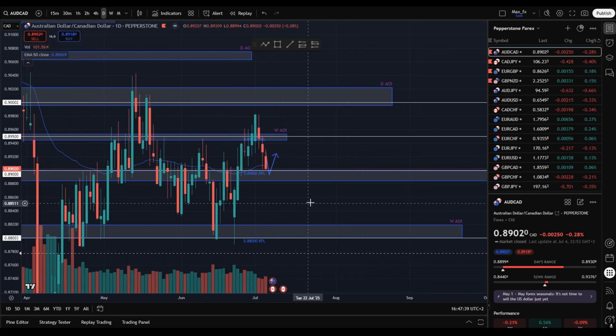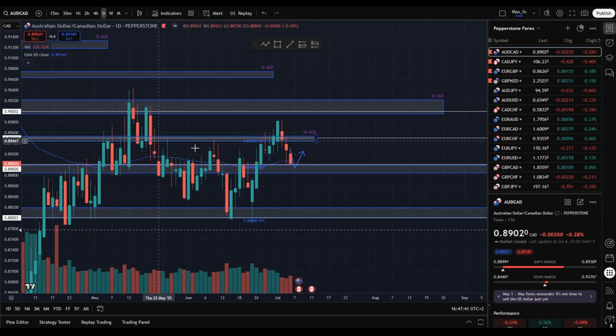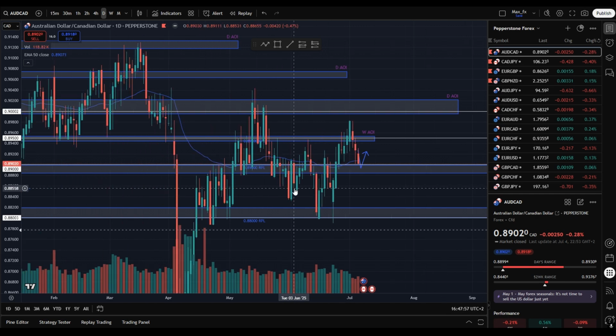So the plan here is to look for a potential long position. We had this push to the upside here and now we came back into this area which was once resistance and is hopefully now turning into support, being the retest of this push or this breakout here. You can see that this is a round psychological level, the 0.89 round psychological level.